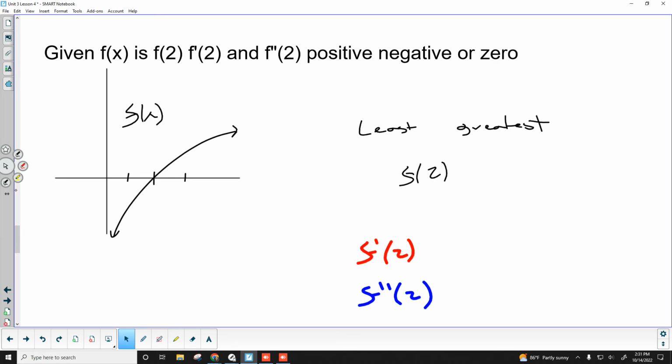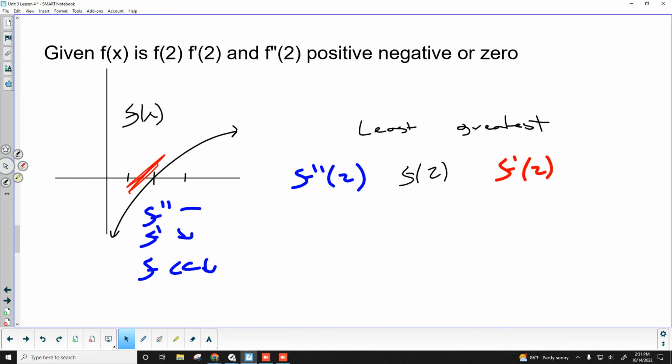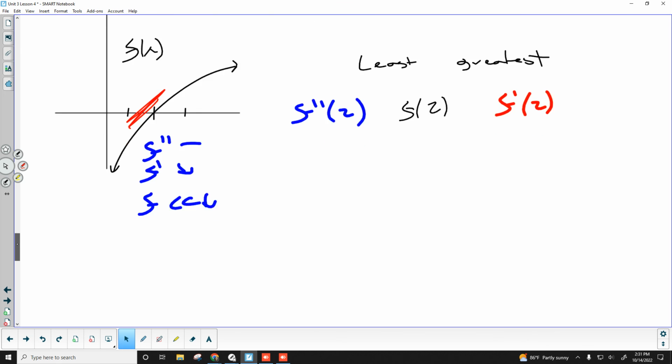F of 2 is 0. F prime is a positive value. F double prime, I don't know. Actually, I do. I know F is concave down. If F is concave down, F double prime must be negative or F prime must be decreasing. So that's going to be the least. You'll see all sorts of questions just like that. Start with the chart.